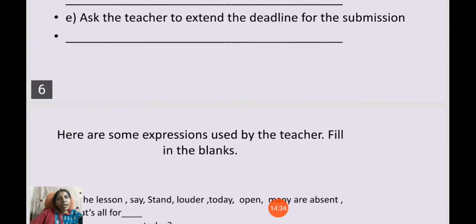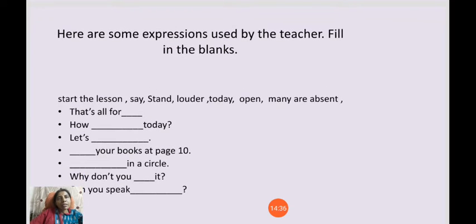Now let's look at another exercise. Small one, very easy one. Here are some expressions used by the teacher. Remember, they are used by the teacher. Fill in the blanks. How do you fill in the blanks?